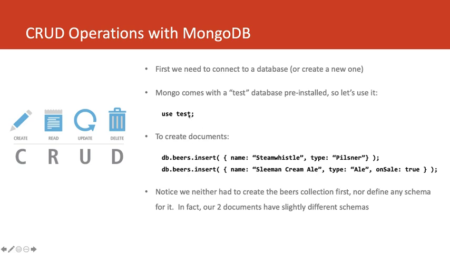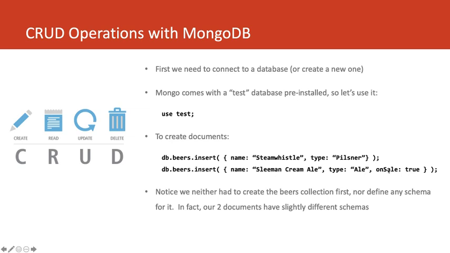db.beers.insert. In this case, we're using the test database, but beers is a collection. Again, this is like your table. What's really cool about this is we didn't have to create a collection, if you notice. We just said db.beers.insert, name is Steam Whistle, type is Pilsner, and then on the next line, we inserted Sleeman Cream Ale, type of ale, and then we put onSale as true.